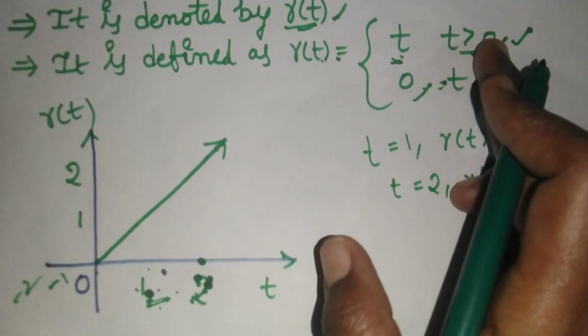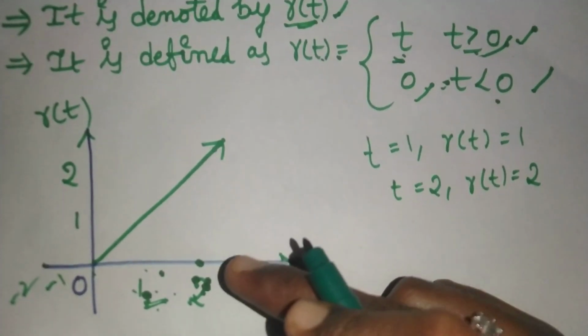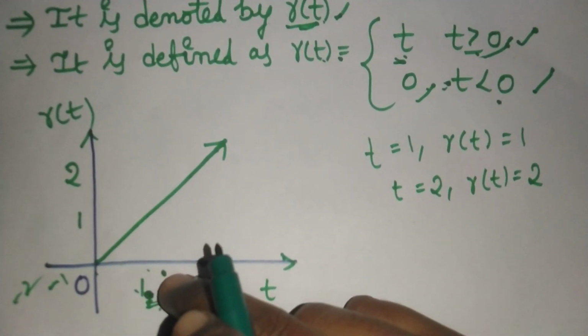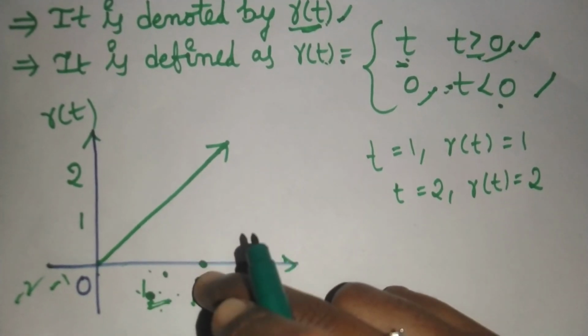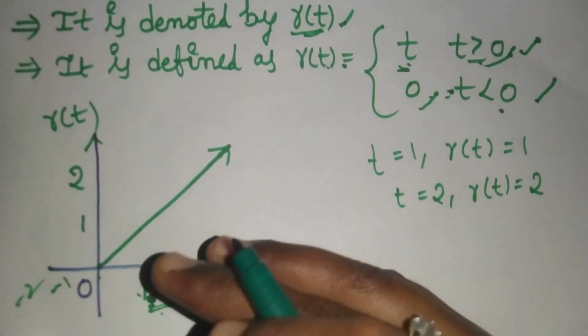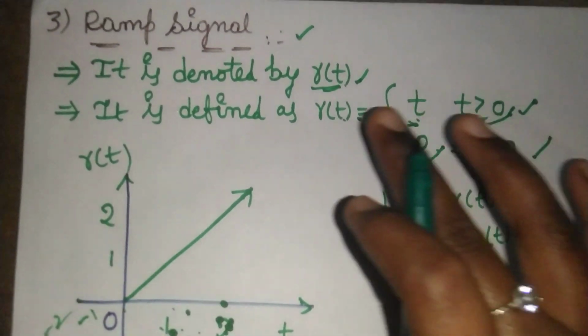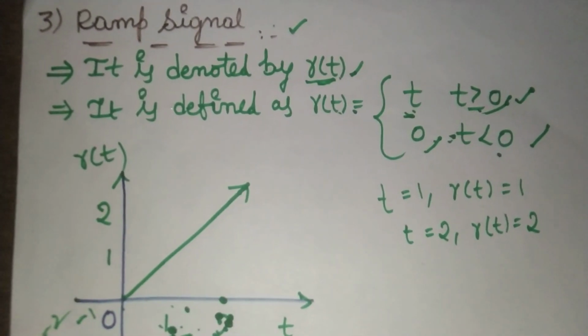So that's why t greater than or equal to 0. Whatever the value of t, R of t is the same as t whenever t is greater than or equal to 0. Otherwise, its value should be 0. This is about the ramp signal.